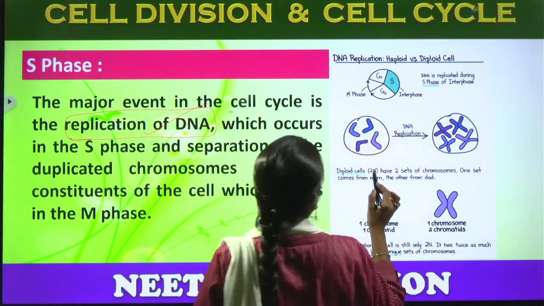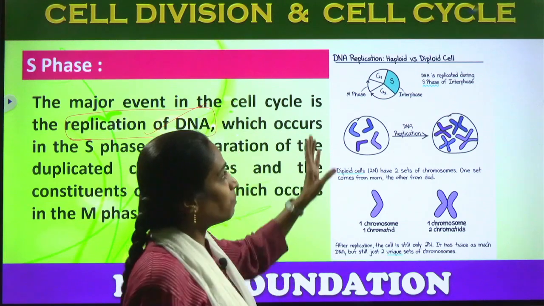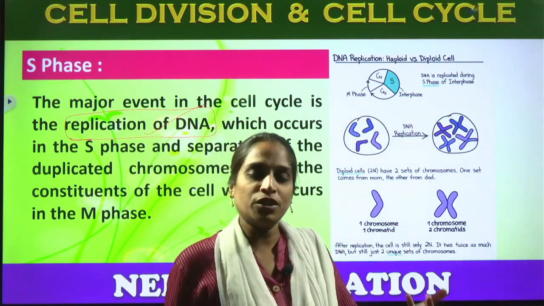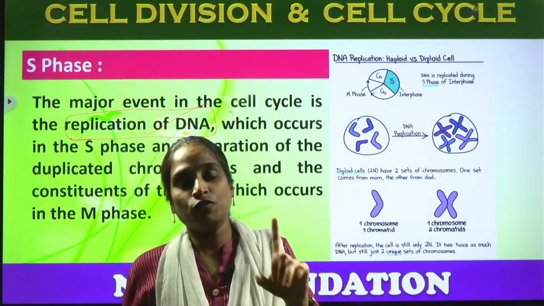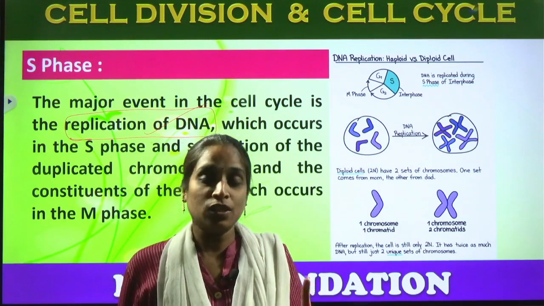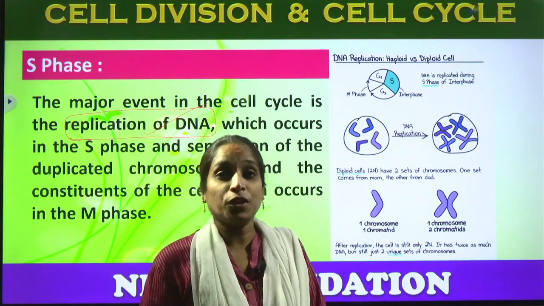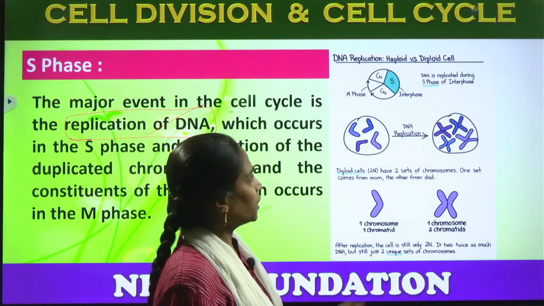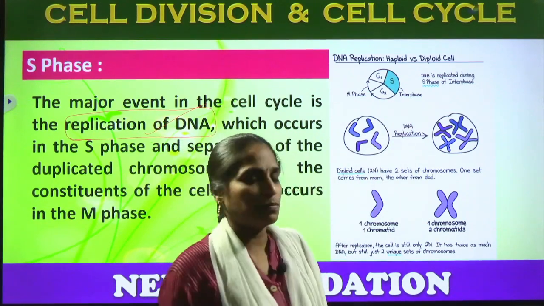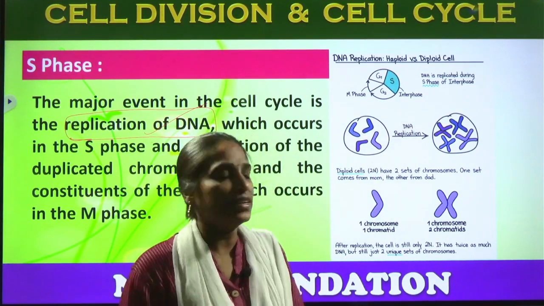So, let us see here. DNA replication, haploid versus diploid. Haploid means a single number of chromosomes is present in the gametes. So that is being done in the reproductive cells. And the next one is the diploid cells. Diploid cells are nothing but the somatic cells.